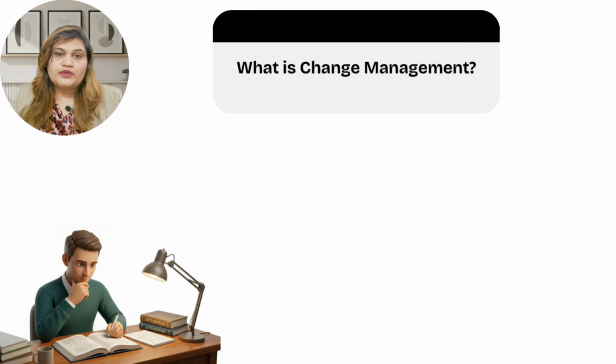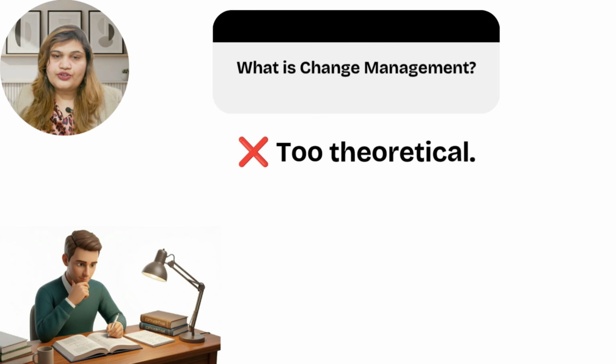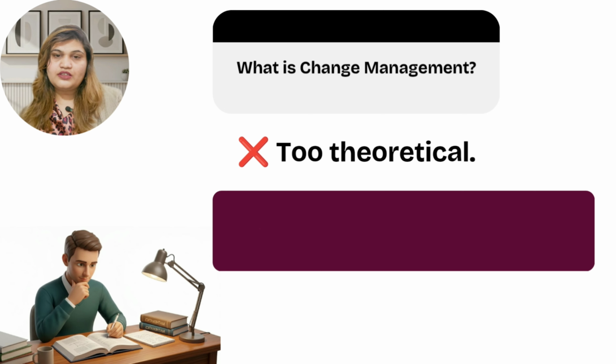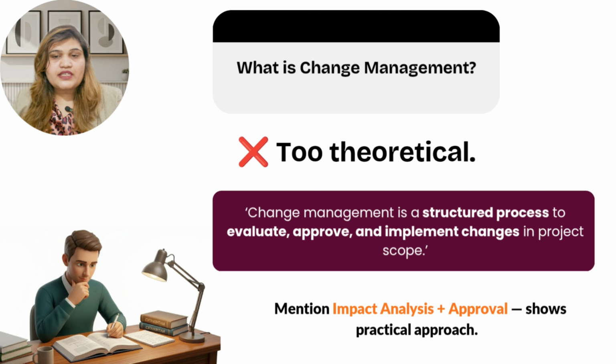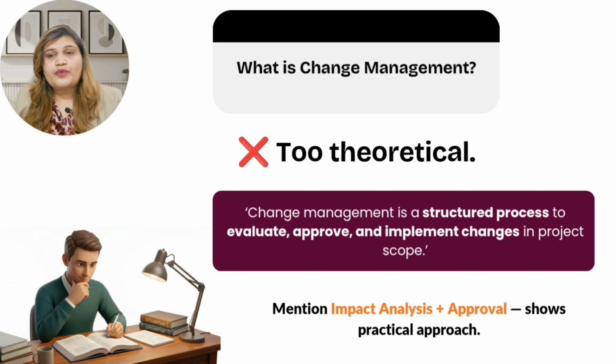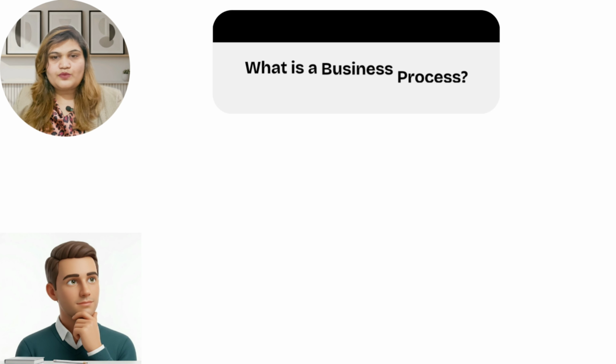What is change management? Mistakes: too theoretical. Here's the right answer. Change management is a structured process to evaluate, approve, and implement changes in project scope. Here's a pro tip. Mention impact analysis and approval. This shows practical approach.